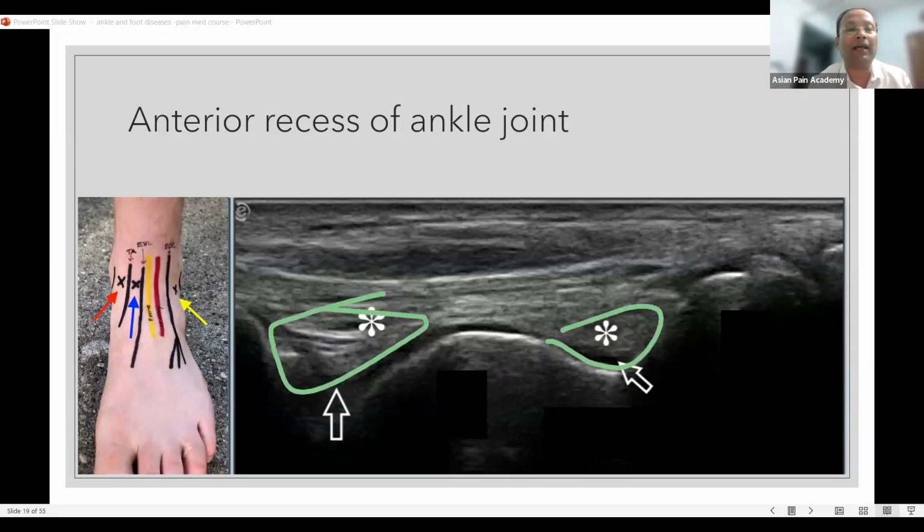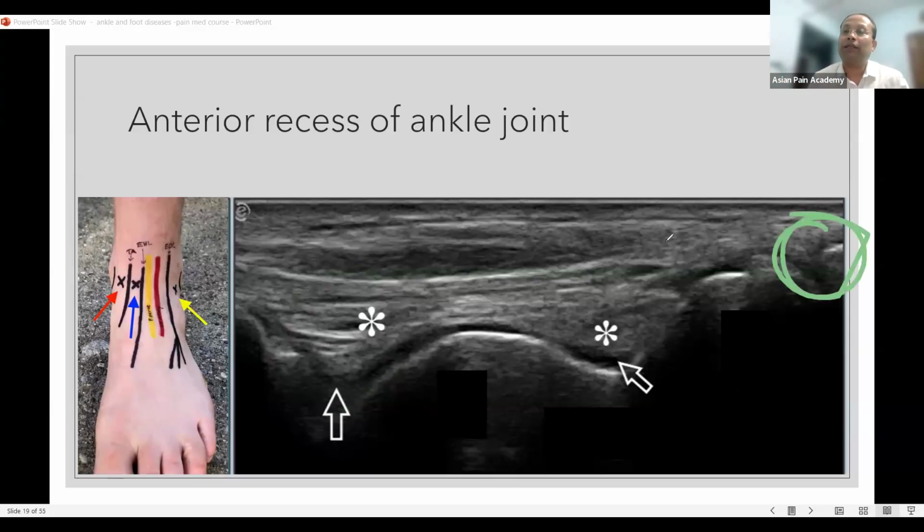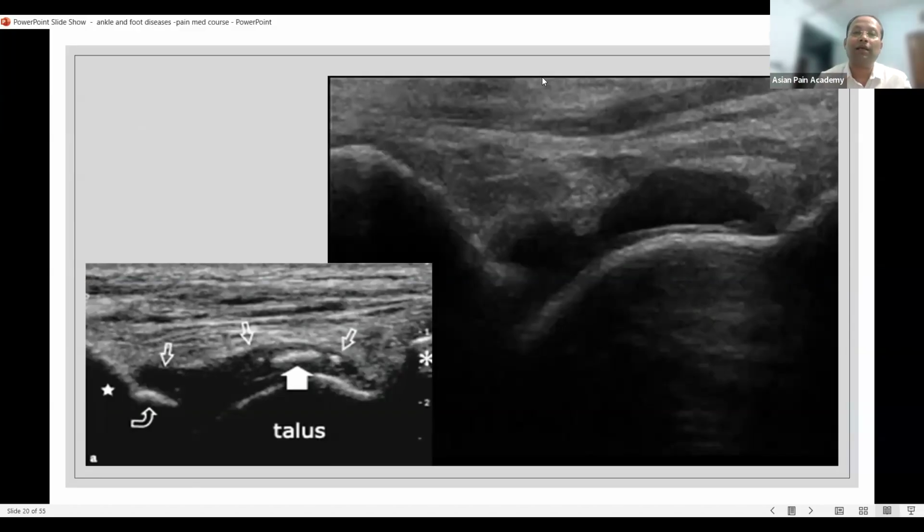At present, in this area there is loose areolar tissue or fat. But if there is fluid, it will be displaced by anechoic effusion. Here we can see another joint, between the talus and navicular bone, the talonavicular joint area. You can see that fluid is there. If fluid is collected, the loose areolar tissue will be pushed upward, and we can see the effusion in the recess. This is the anterior recess of the tibiotalar joint.